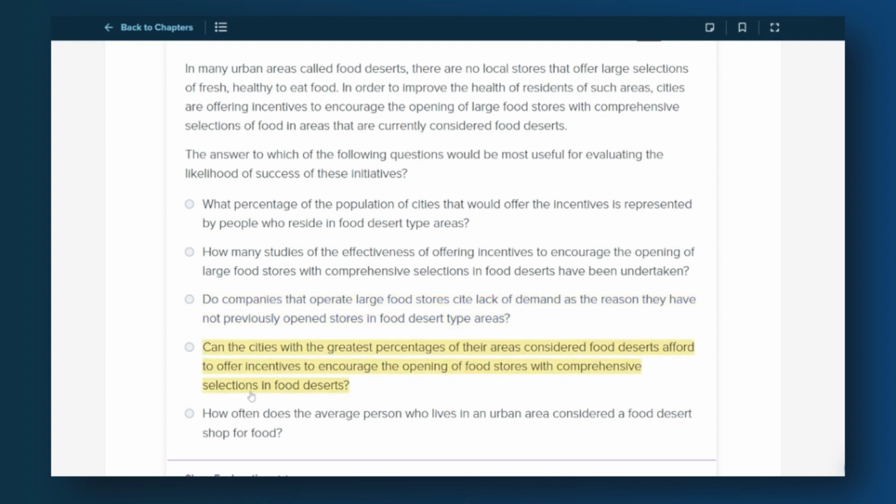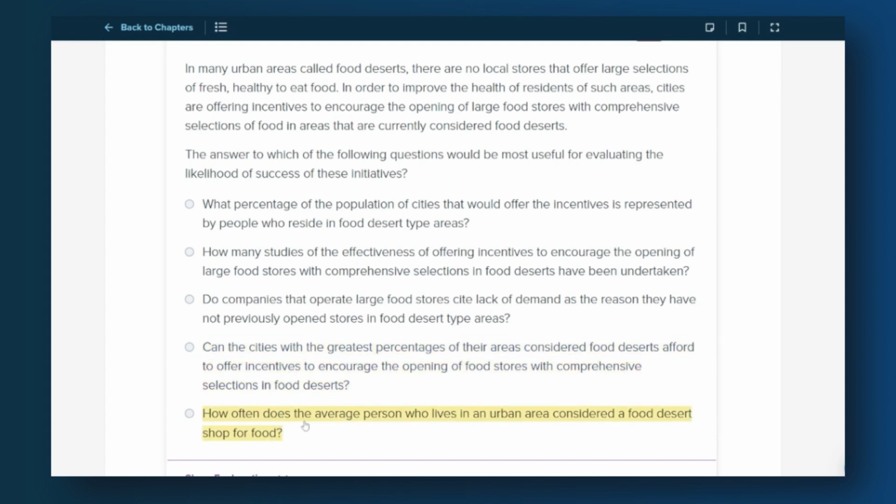D, can the cities with the greatest percentages of their areas considered food deserts afford to offer incentives to encourage the opening of food stores with comprehensive selections in food deserts? This answer is about the budget, but the argument is not about the budget. See, cities are offering incentives to encourage the opening of large food stores. So these cities are offering these incentives. How they budget for them is their concern, but we know that they are offering them. We are taking that as fact. So the answer to this question is not relevant.